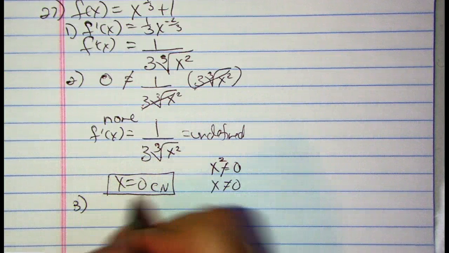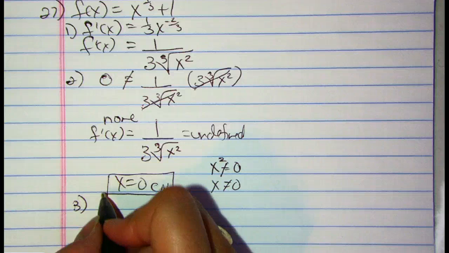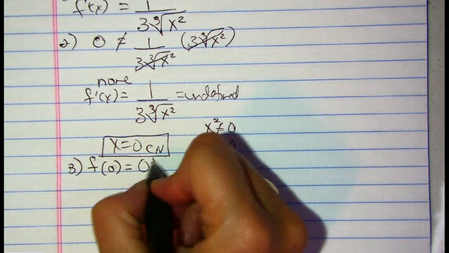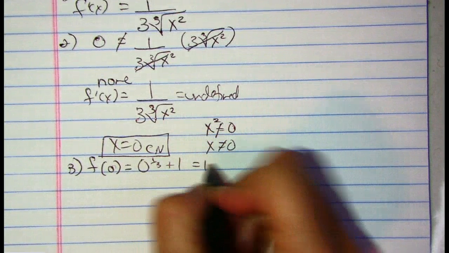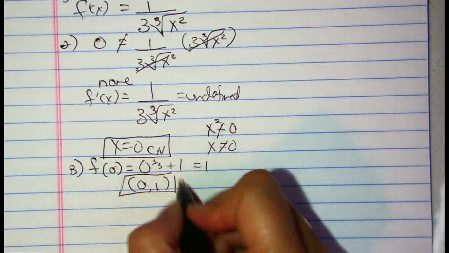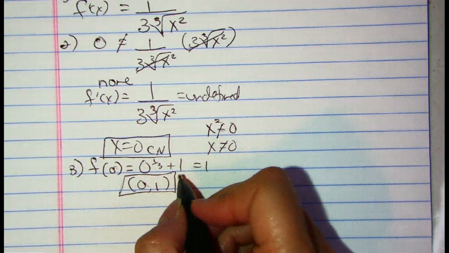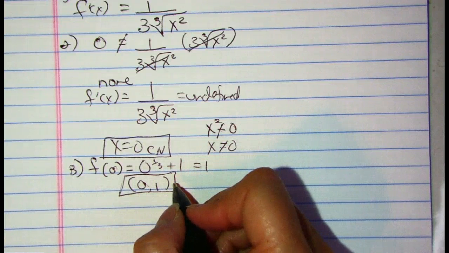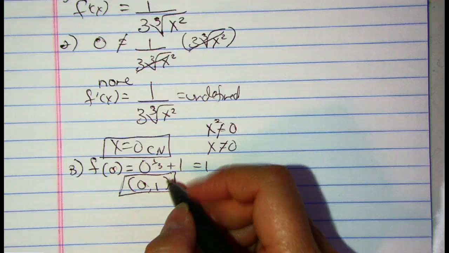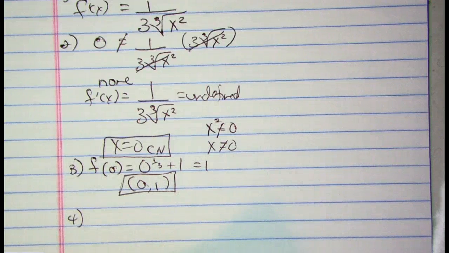Step 3. I'm going to take that critical number and find that ordered pair back in my original function. So that'd be 0 to the 1/3 power plus 1, which equals 1. So that ordered pair is (0, 1). This could possibly be a relative min or a relative max. Okay, so that's my only critical number, 0. So now I'm going to proceed to step 4 to do my sign chart.